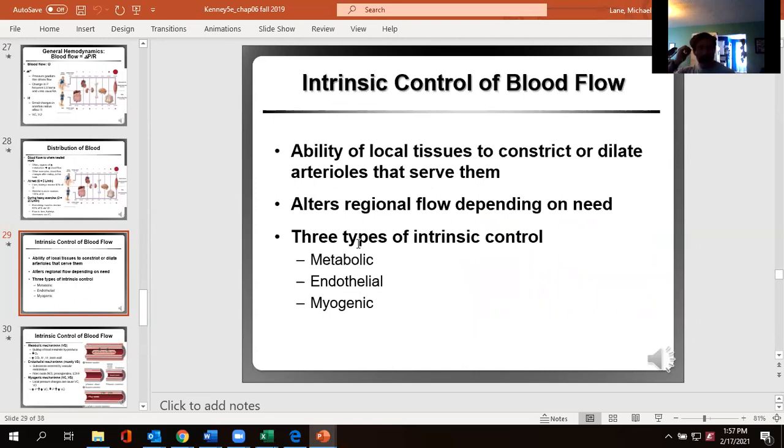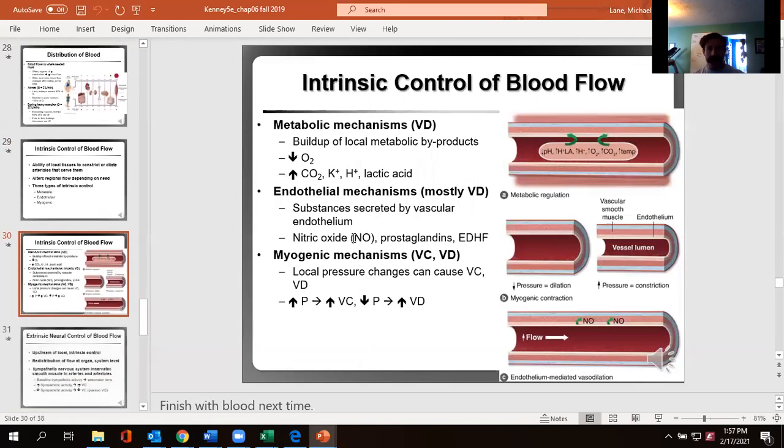So once again, we're going to change this blood flow via what's known as vasoconstriction and vasodilation. The local tissues of those arterioles are going to be where we get this to occur, and this is going to change depending on our need. Now, there are 3 different types of control: metabolic, endothelial, and myogenic.